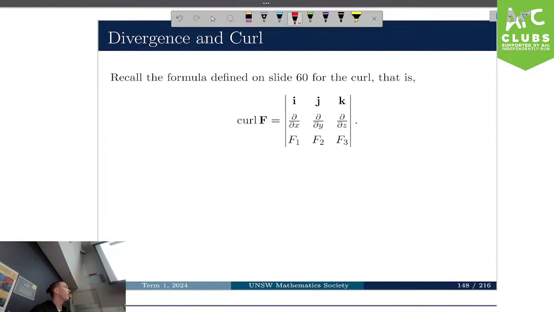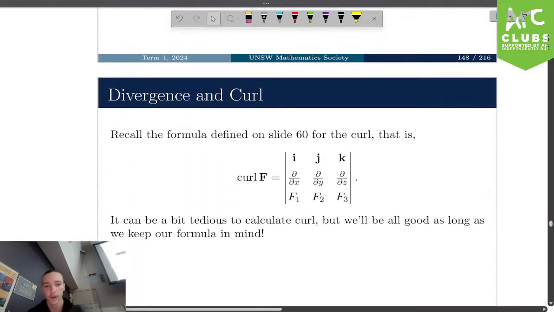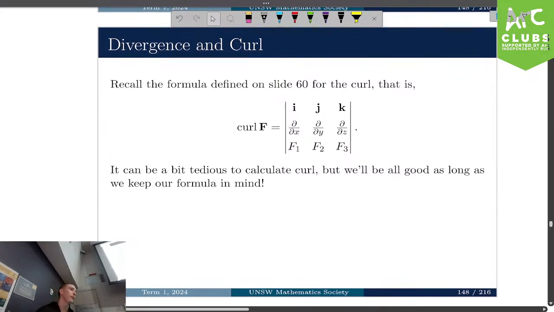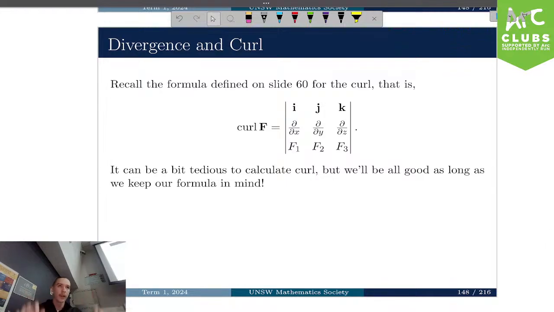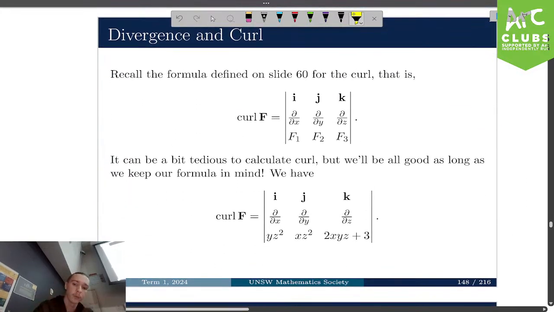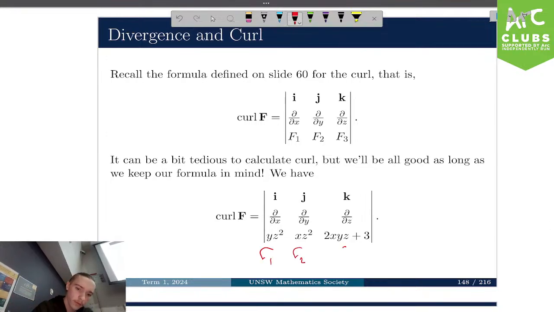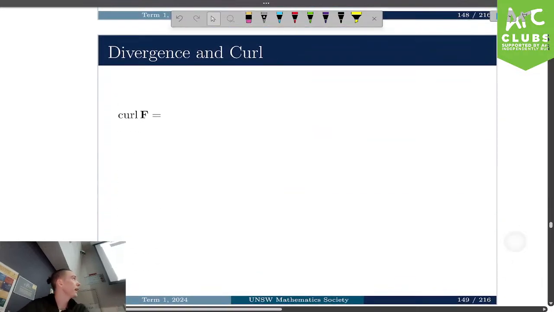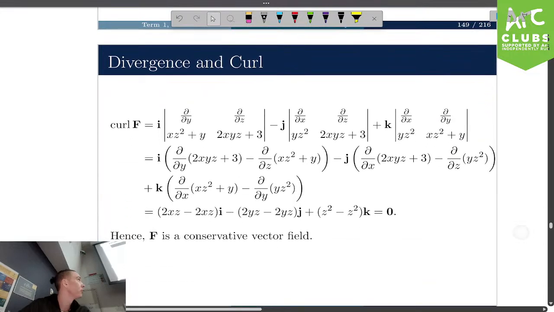And now it's just a matter of computing this determinant, which is quite tedious, but as long as you know what you're doing, it's a bit of calculations, but we can eventually get to the result. So we sub in our x, y, z components, f1, f2, f3 into our vector field, and then we compute our determinants by cross multiplying them and grouping them with our respective ijk basis vector. So we get that the curl is this monstrosity here.